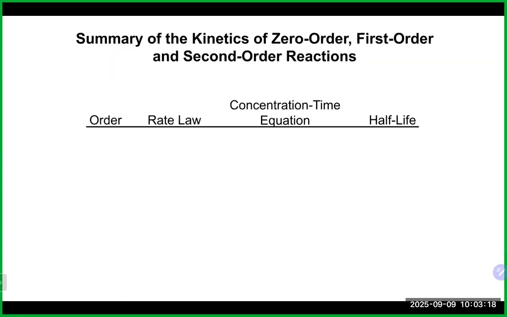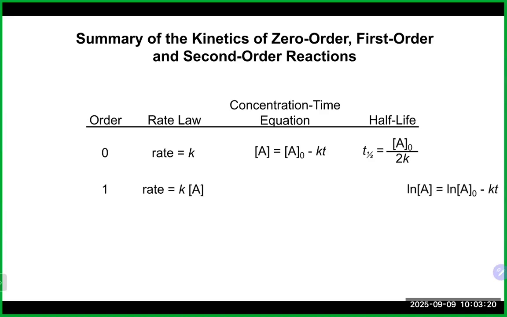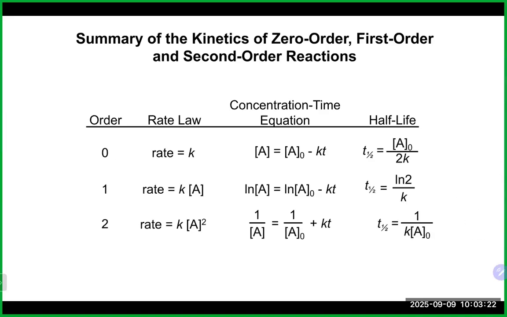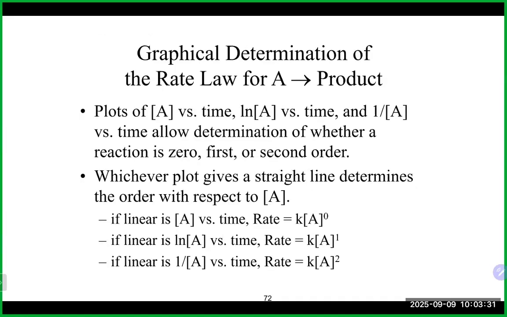All right. So this is a nice little table, the summary of all the formulas. You need to know pretty much this table, and obviously the graphs that go with it, as we talked about. If we have a linear graph of concentration versus time, that's going to give us a zero order. Natural log of A versus time, that's going to be first order, and 1 over A would give us a second order reaction.